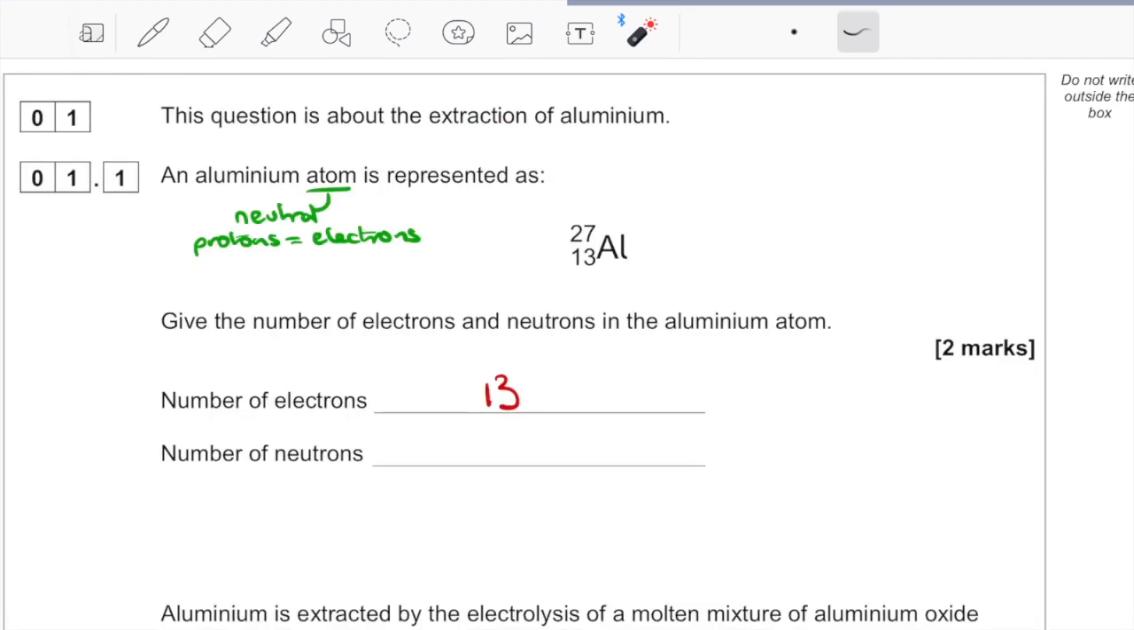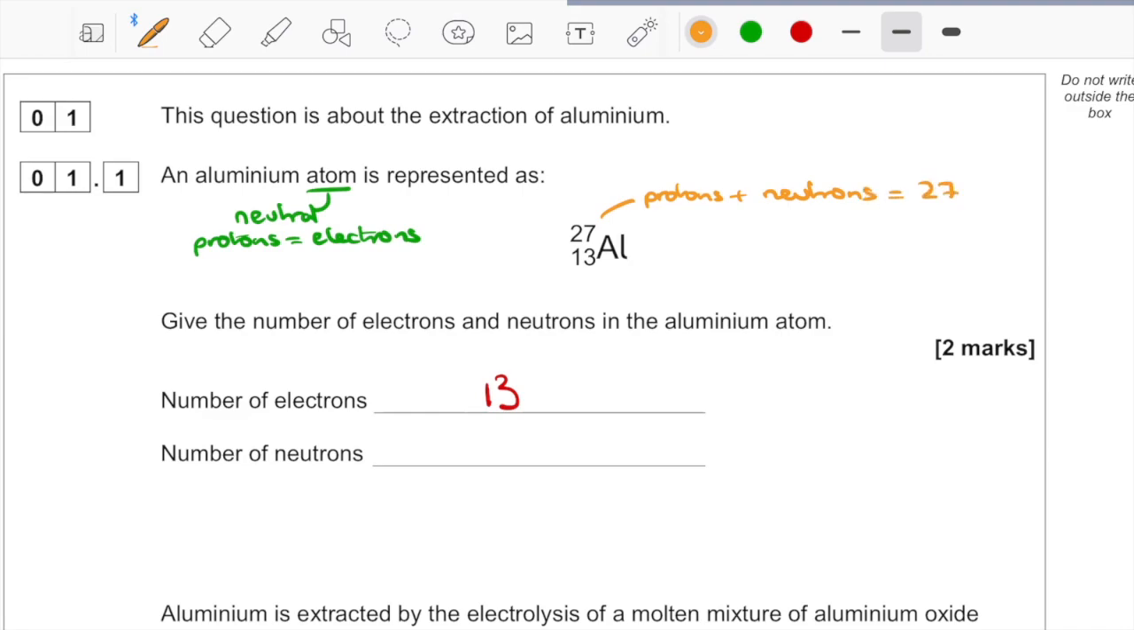And when we think about the relative masses of the different particles that make up an atom, a proton is 1, a neutron is 1, and then an electron is very small. So an electron does have mass, but it's very, very small. And so when we're looking at the mass numbers, it makes no difference. So what that tells us is that 27 is the number of protons plus neutrons. And we know that that equals 27.